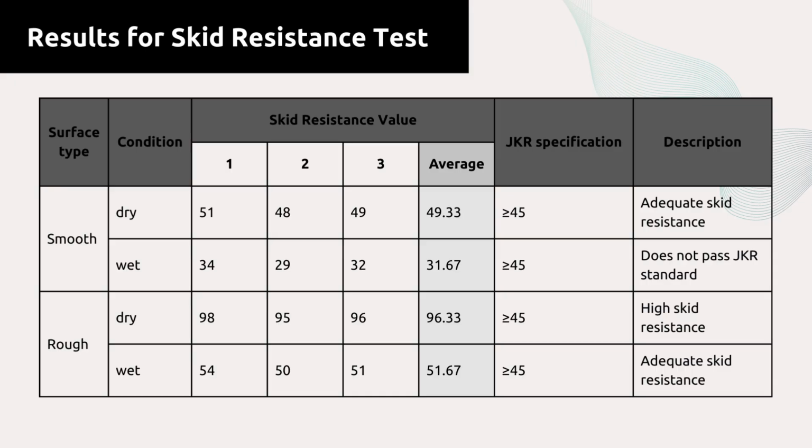skidding. For the rough surface, both dry and wet conditions showed good performance. The dry surface recorded 96.33, while the wet surface recorded 51.67, and both values satisfied the JKR requirement. Overall, the results show that rough surfaces provide better skid resistance compared to smooth surfaces. The higher skid resistance value obtained from the rough surface indicates better friction between the surface and tire, which helps to reduce the risk of skidding. This highlights the importance of surface texture in road design to ensure safe driving conditions.